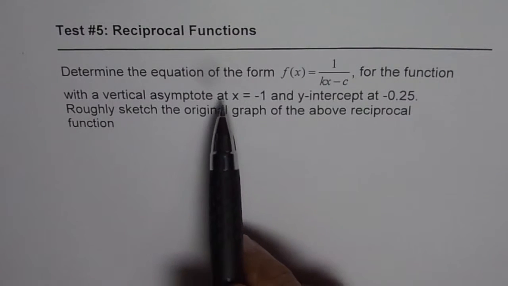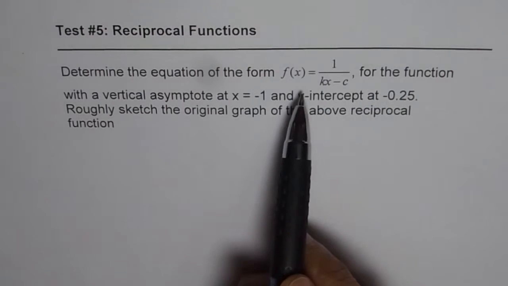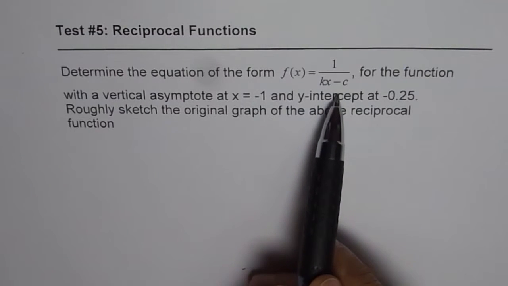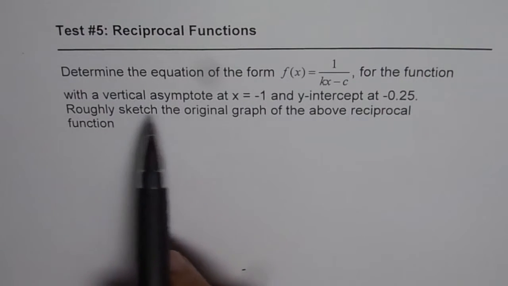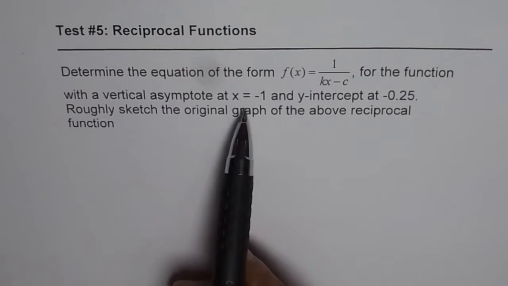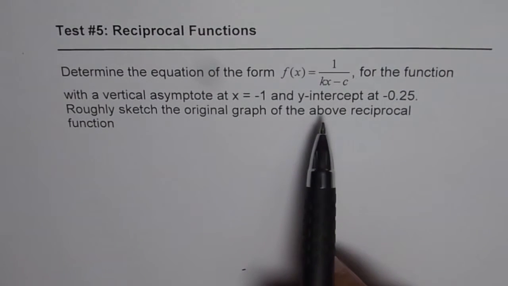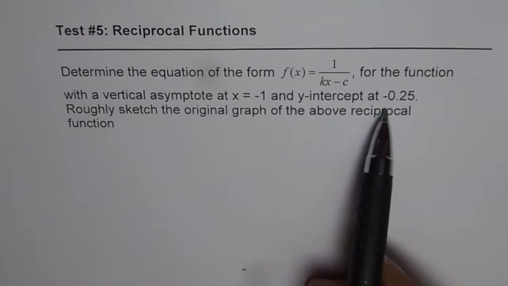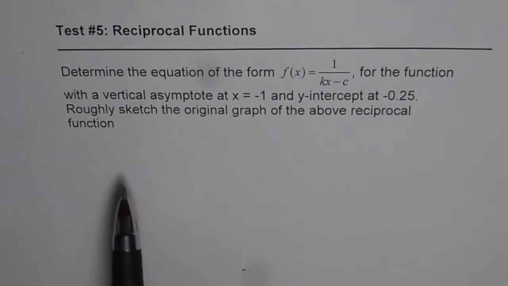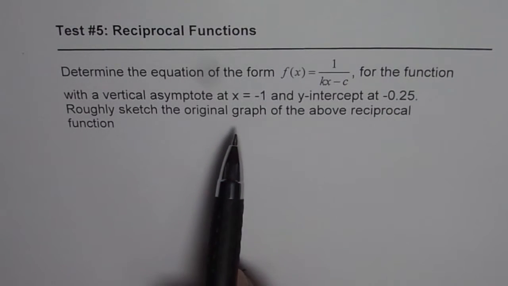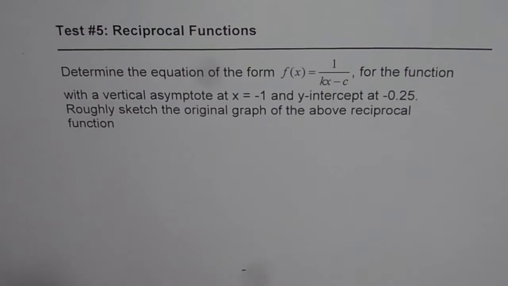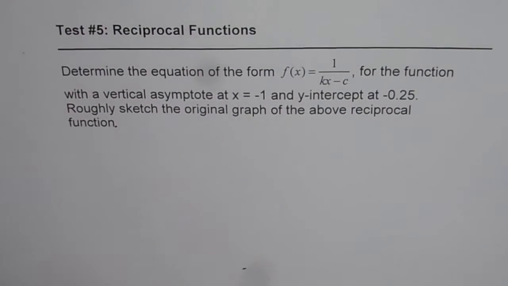Determine the equation of the form f of x equals 1 over kx minus c for the function with vertical asymptote at x equals minus 1 and y-intercept at minus 0.25. Roughly sketch the original graph of the above reciprocal function. I'd like you to pause the video, answer the question, and then look into my suggestion.